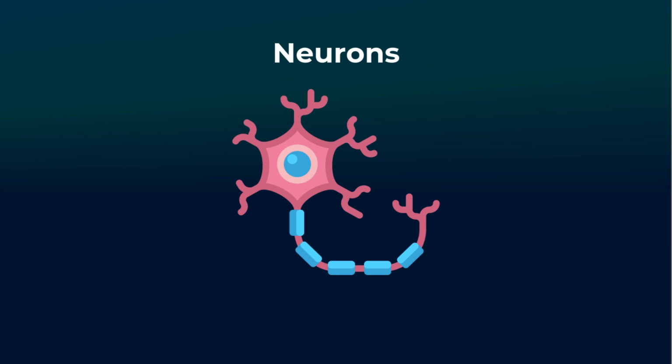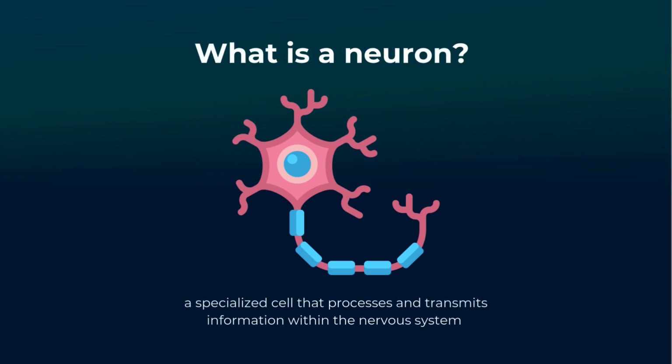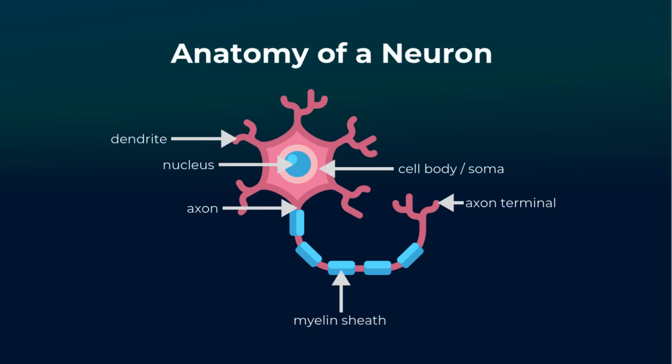In today's tutorial, we're going to be talking about neurons. So you may be asking, what is a neuron? Neurons are specialized cells that process and transmit information within the nervous system. The main neuron parts are the dendrites, the nucleus, the cell body, the axon, and the myelin sheath.